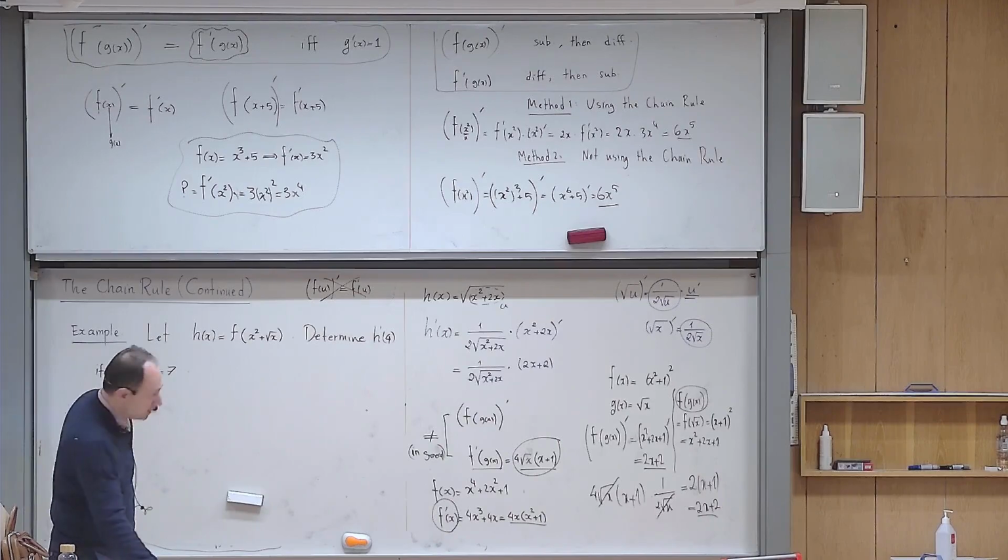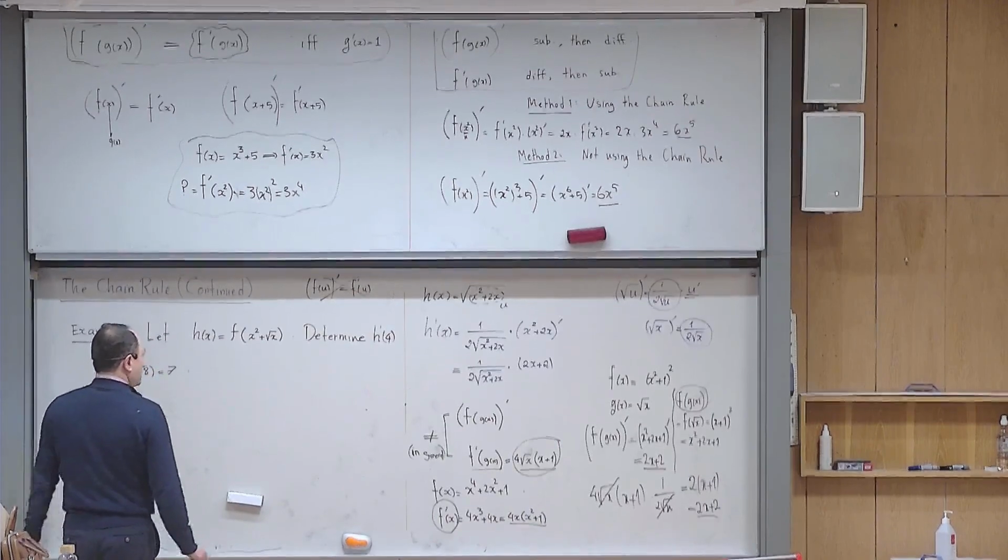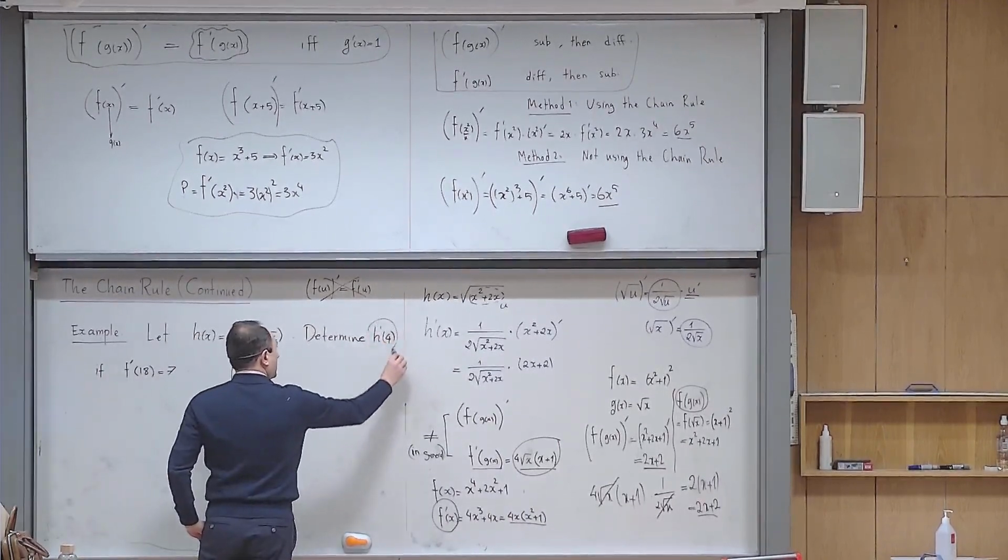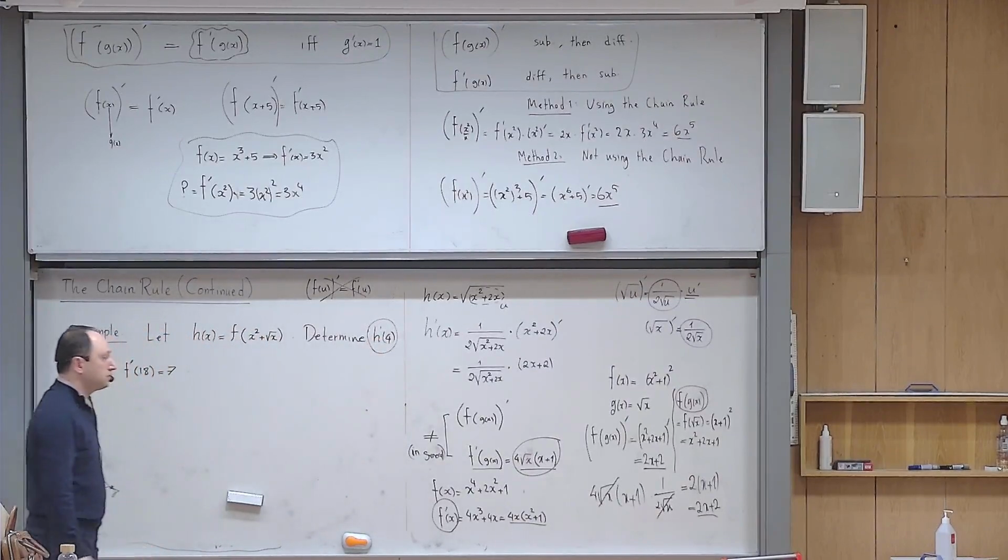Okay, so let us understand. You help me to solve this one, okay? If you want to calculate h prime of 4, what do you do first?